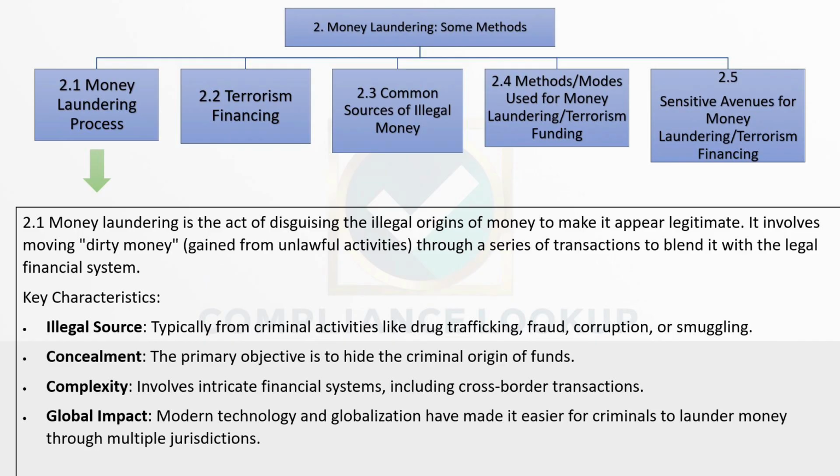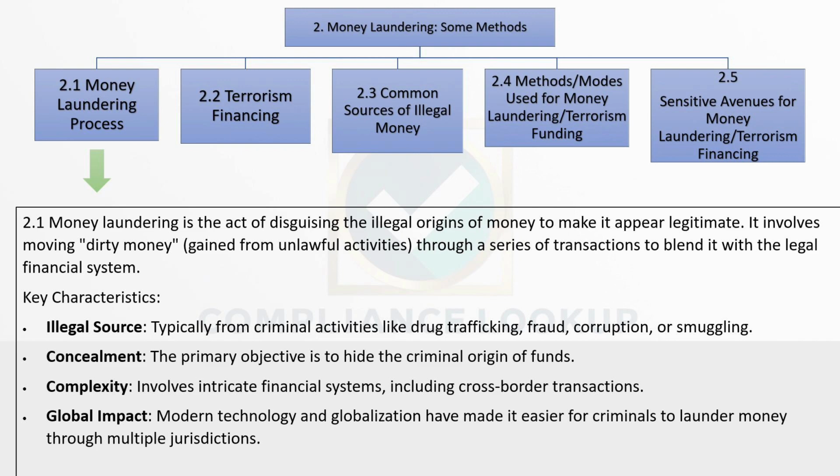Complexity: laundering money often involves intricate financial systems, including the use of shell companies, offshore accounts, and cross border transactions. This complexity is meant to confuse investigators. For example, a criminal may transfer money through several countries under the guise of business payments, making it hard for authorities to follow the money trail.